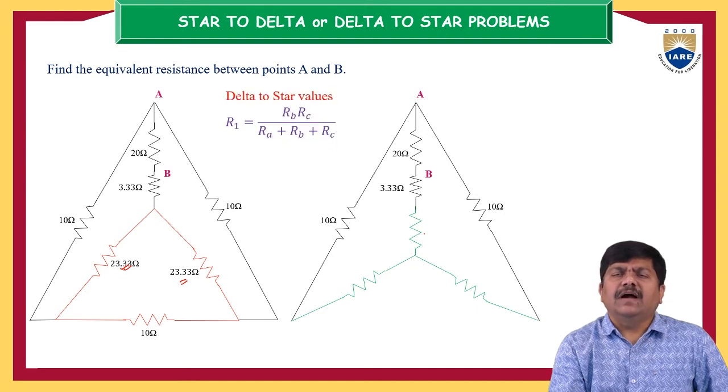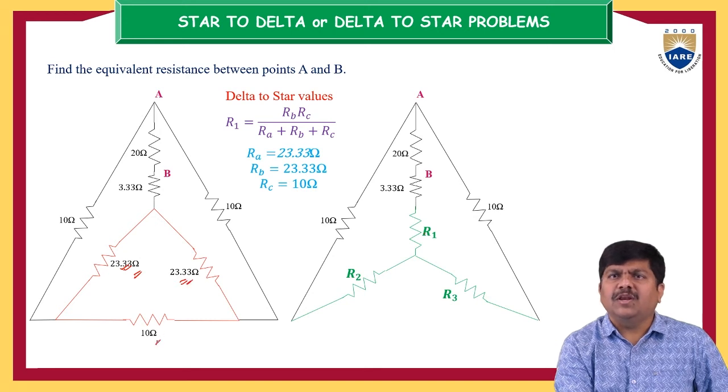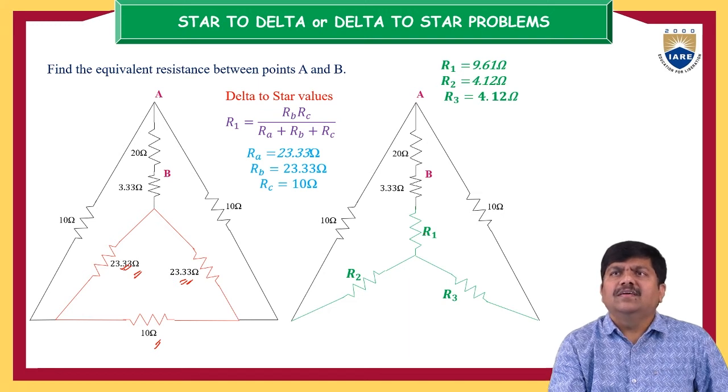The formula we are going to use here is delta to star: R1 equals RB RC divided by RA plus RB plus RC, and similarly for R2 and R3. RA is 23.33, RB is again 23.33, RC is 10 ohm. So we determine R1 as 9.61, R2 as 4.12, and R3 again 4.12 ohm. These are the equivalent resistances of the star, developed by eliminating the delta portion.